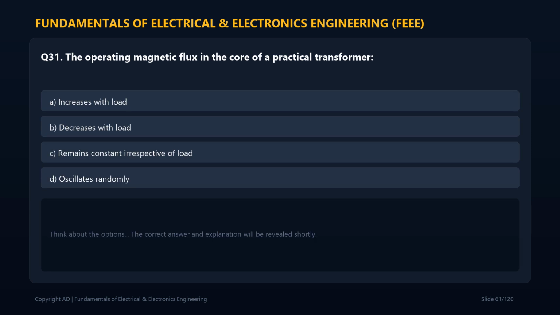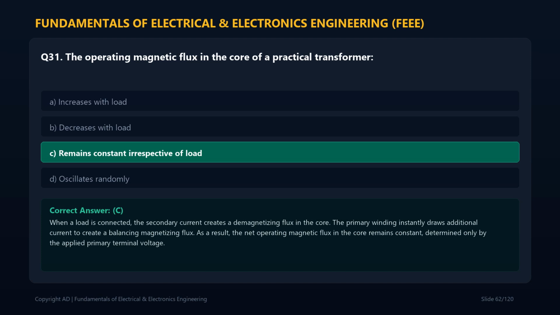Question 31. The operating magnetic flux in the core of a practical transformer, option A, increases with load. Option B, decreases with load. Option C, remains constant irrespective of load. Option D, oscillates randomly. The correct answer is C, remains constant irrespective of load.